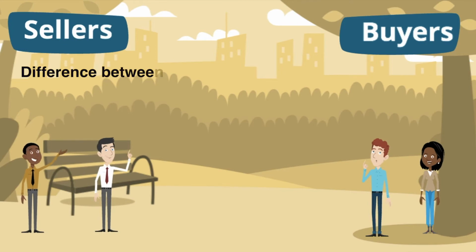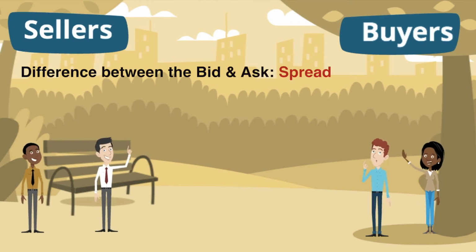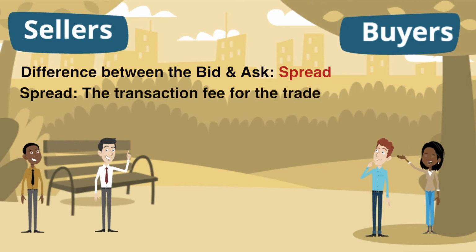The difference between the bid and the ask price is called the spread. The spread would go to the auctioneer, or in our case, it would go to the broker managing the transaction. The spread is the transaction fee for the trade.